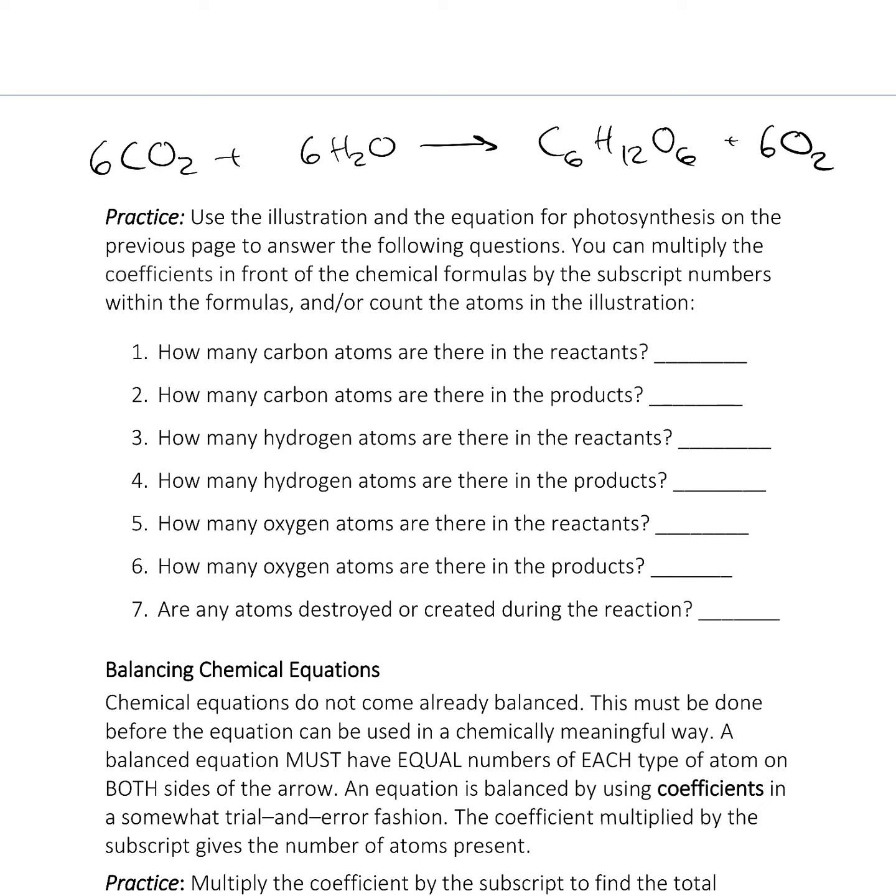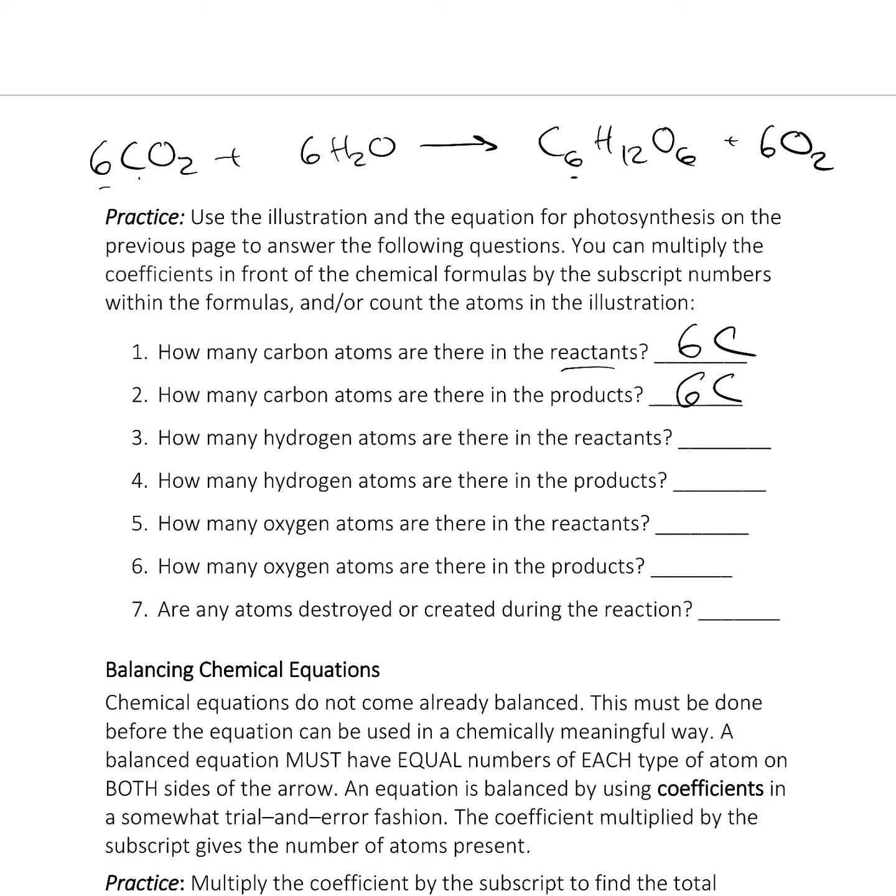Okay. So how many carbon are there in the reactants? So we look for the carbon atom. We see there's a carbon atom right here, and there's a 6 in front of it, but no subscript. So that means it's only 1 carbon. So 1 carbon times 6 means that we have 6 carbons. How many carbon atoms in the products? So we have a carbon atom here again in the products, but this time the 6 is to the right. This still has the same effect, 6 times the carbon. So we get 6 carbons.